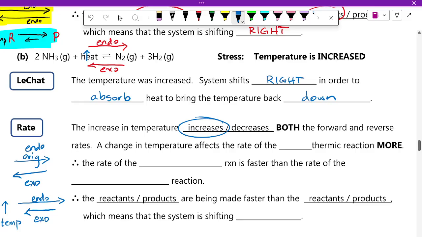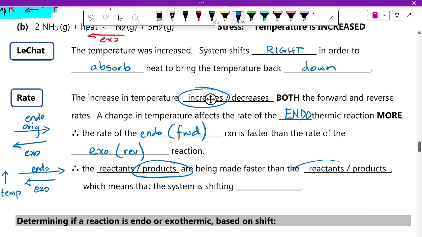A change in temperature affects the endothermic rate more. Therefore, the endo, which is the forward rate, is faster than the rate of the exo reverse reaction, which means that products are being made faster than reactants, which means the system is shifting right. Wait. In this case, both of them are shifting right. Yeah, because they were the opposite direction and the opposite temperature change.